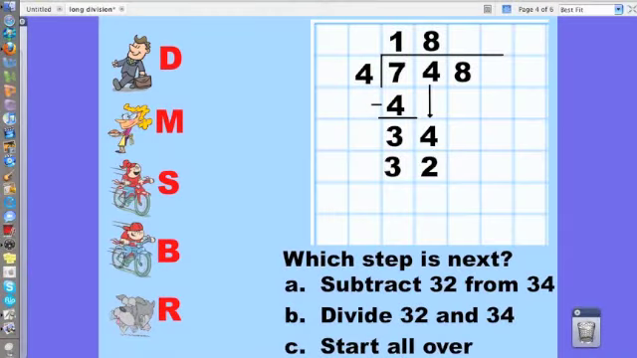Last practice problem. Look at this long division problem closely. A lot of steps have already been done for you, but which step comes next? Is it A, subtract 32 from 34, or B, divide 32 and 34, or C, start the process all over? If you answered A, you are correct.